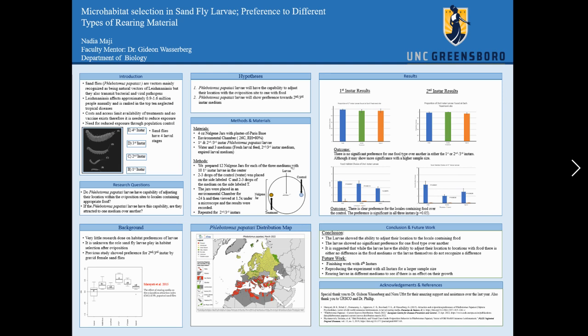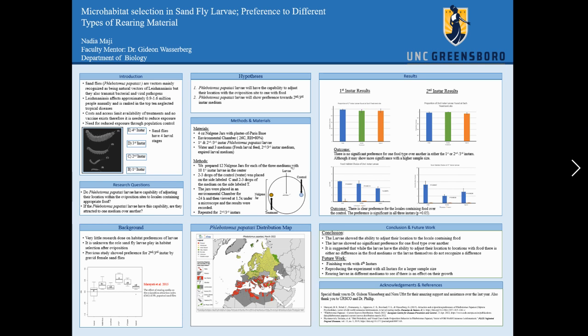There was definitely a clear preference for the locales containing food over the control, being significant in all 3 instars, with the p-value being less than 0.05. The larvae showed that they have the ability to adjust their locations to the locales containing food, although there was no significant preference for one food type over another.